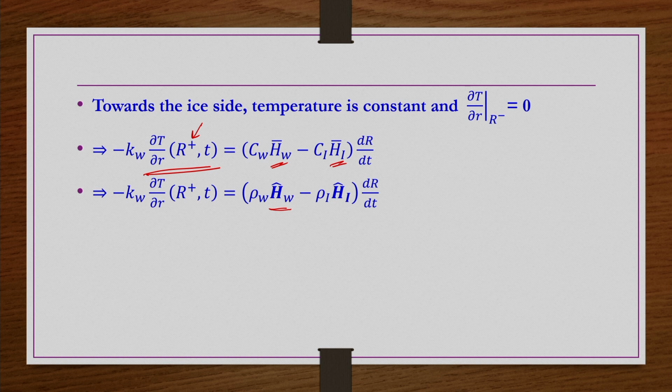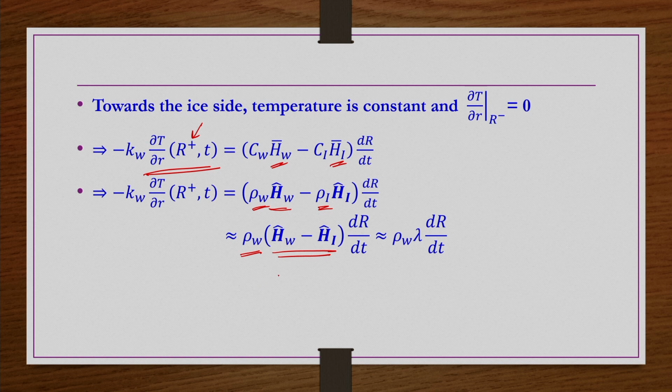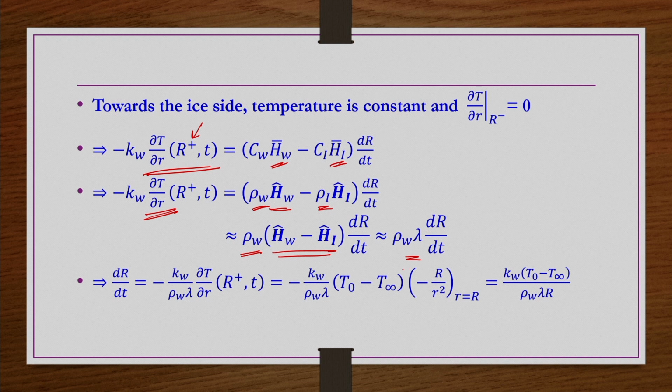Fine. Now, the densities are also constant, it has been mentioned, so we can take rho_w and multiply by this one. Now, the change in enthalpies because of temperature variations is shown on the left hand side. The change in enthalpies is very small, as had been mentioned. Compared to the latent heat, this change in enthalpies is very small, so we can replace this by lambda here. So, we get minus k_w dT by dR equals rho_w lambda dR by dt.